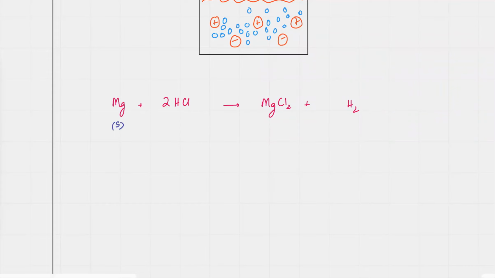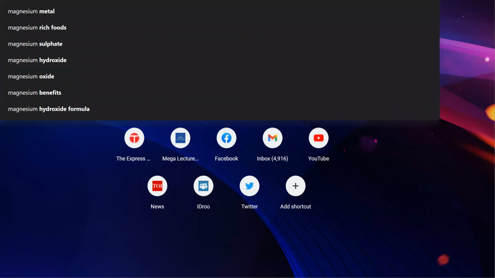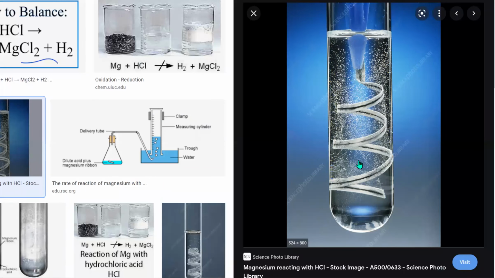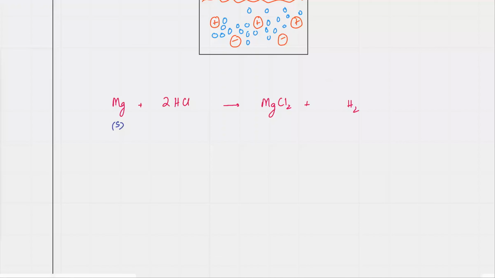So I can show you HCl is the solution. If you just Google magnesium plus HCl, the magnesium metal is going to be a solid. Okay, for example, this over here. So the magnesium ribbon or metal, that's a metallic piece, that's going to be a solid. The acid is going to be in the form of a solution. It's going to be aqueous. So Mg plus HCl. HCl is going to be aqueous. It's in the form of a solution.